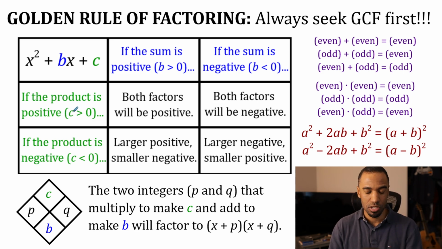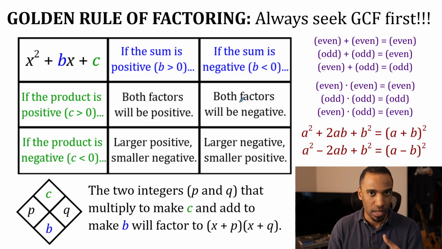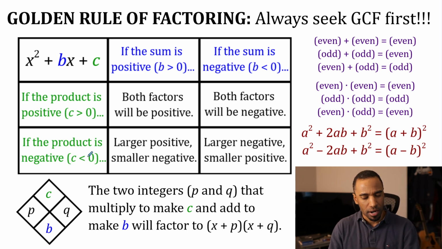Say, if c is a positive number, either both factors will be positive or both will be negative. If your sum is positive, both are positive. If your sum is negative, both are negative. Kind of nice. However, if your product's negative, now it's one positive, one negative, and if the sum is positive, then the larger value is positive and the smaller number is negative; if the sum is negative, the larger number is negative and the smaller is positive.